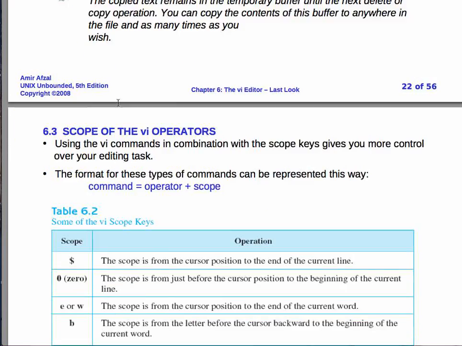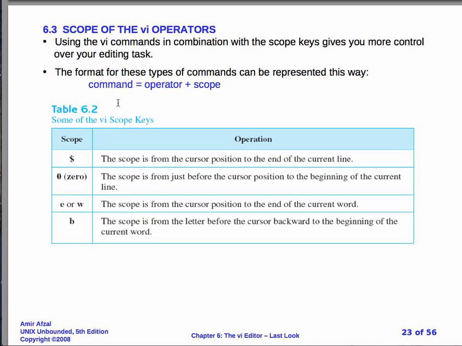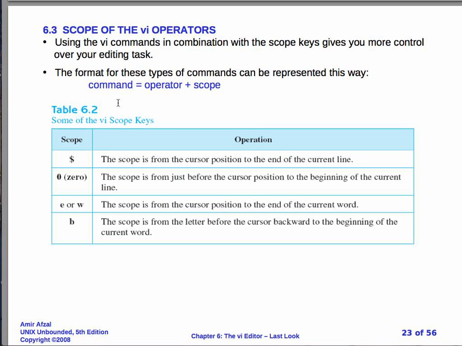Okay, so you probably know that now all of these commands like D and Y have scope. So if I say y$, that means copy everything from the current cursor position to the end of the current line. If I say d$, it's the same thing except I'm cutting. So I delete everything from the current cursor position to the end of the line.